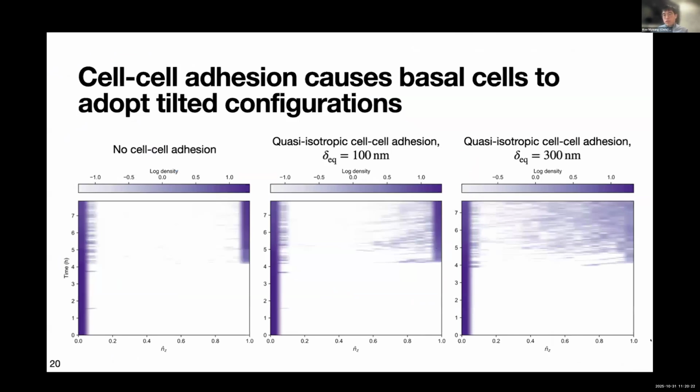So to summarize, this is what we see, right? The y-axis is time, and each row in this heat map is a distribution of Z orientations at each time point. And so what we see here is, initially we have this totally horizontal population, and with no cell-cell adhesion, we get this very clearly bimodal distribution of horizontal cells and vertical cells. But as we introduce and strengthen cell-cell adhesion, we get this more diffuse distribution of Z orientations along the substrate.